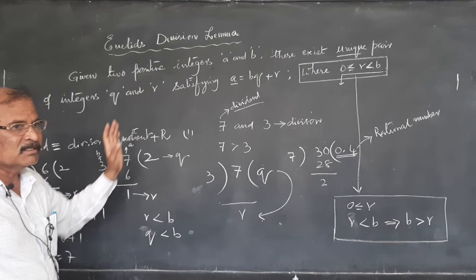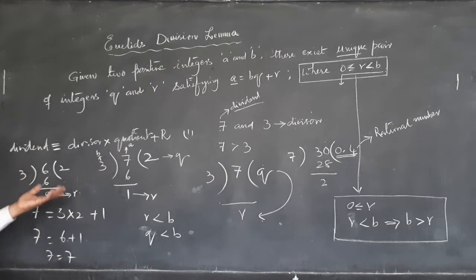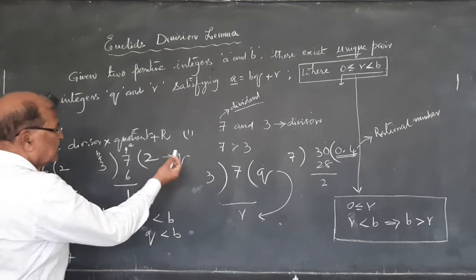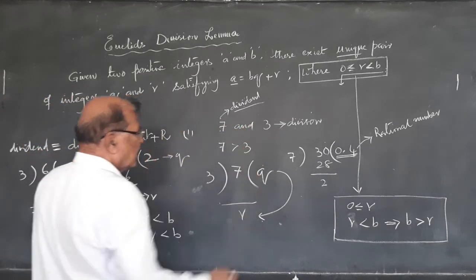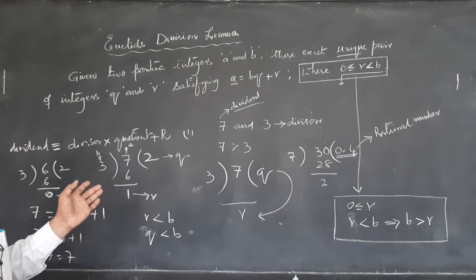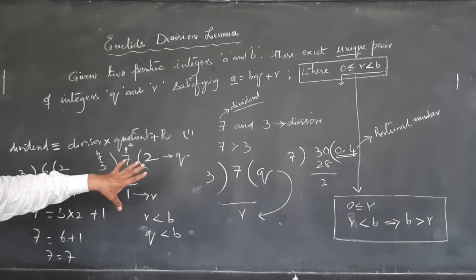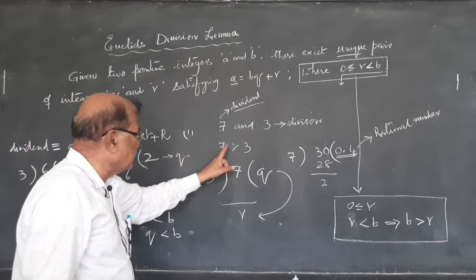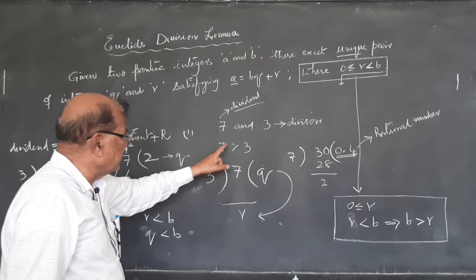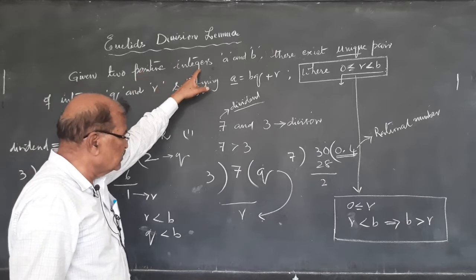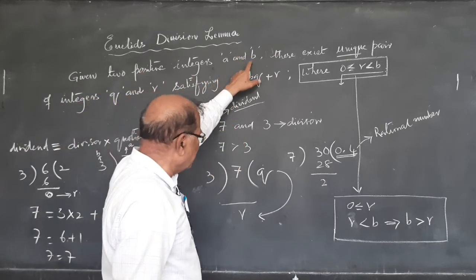Lemma means procedure. Usually you will be doing this in class 3rd, 4th, 5th, 6th like that. But in 3rd class, I have seen one exercise long back: divide, for example, 7 by 3 and verify your answer. So, how do you verify your answer? When you divide 7 by 3, 7 and 3 are positive integers. We call them A and B.